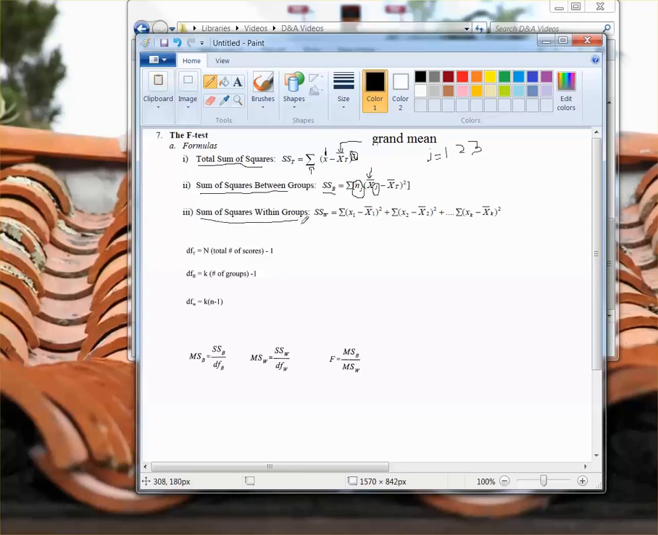Then our sum of squares within groups, abbreviated SSW. This is the variability within each individual group. And again, if we have 3 groups, we're going to have 3 major terms. If we have 10 groups, we're going to have 10 terms. And so what we do is we take each individual score in that particular group. So it has a subscript of 1 representing the first group, and we subtract that score from its group mean, right?